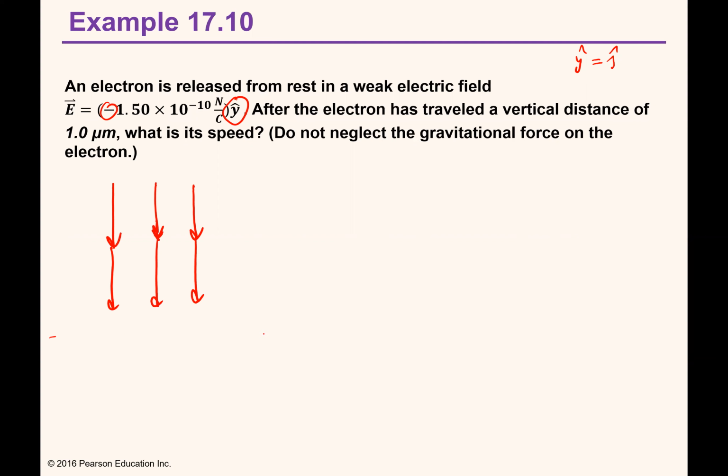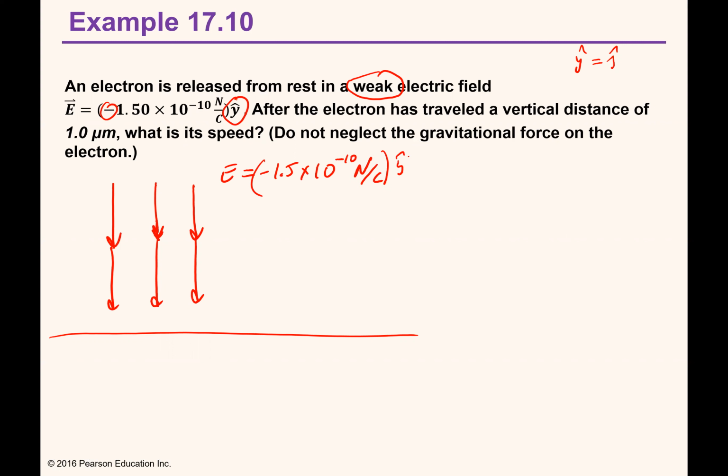Now there is a good reason that we have the words "weak electric field" over there, because the electric field here is very weak actually. Remember, the electric field in the previous example was 10 to the 8. Here it is 10 to the negative 10. I mean, it's a very, very small electric field. So 10 to the negative 10 Newton per Coulomb. Again, this y hat means it's in the negative vertical direction.